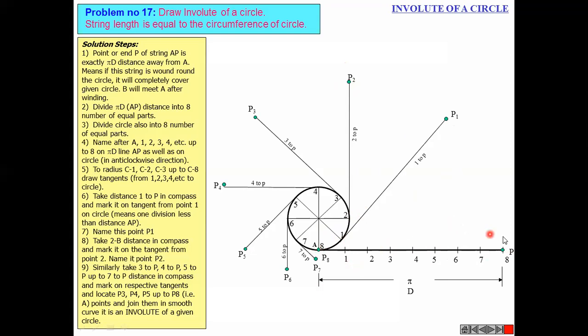And upon getting this collection of points, we will join them by a smooth curve like this. Fine. So this is the involute of a circle when the string length is equal to the circumference of the circle.